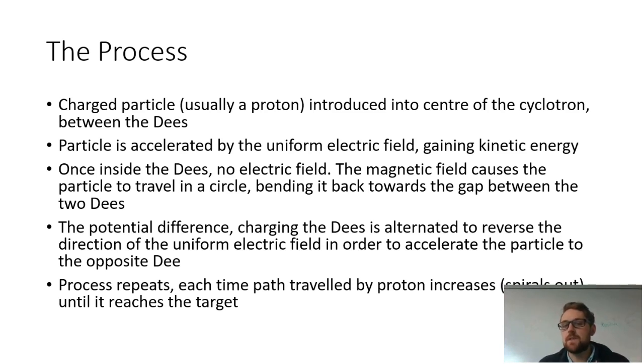Now the potential difference between the Ds is reversed, so that the negative becomes positive, positive becomes negative, and we're attracted to the other side. And the process repeats, and each time we do it, the path gets larger until our proton can reach the target, just as we drew out. This is just the word form of exactly what we drew.